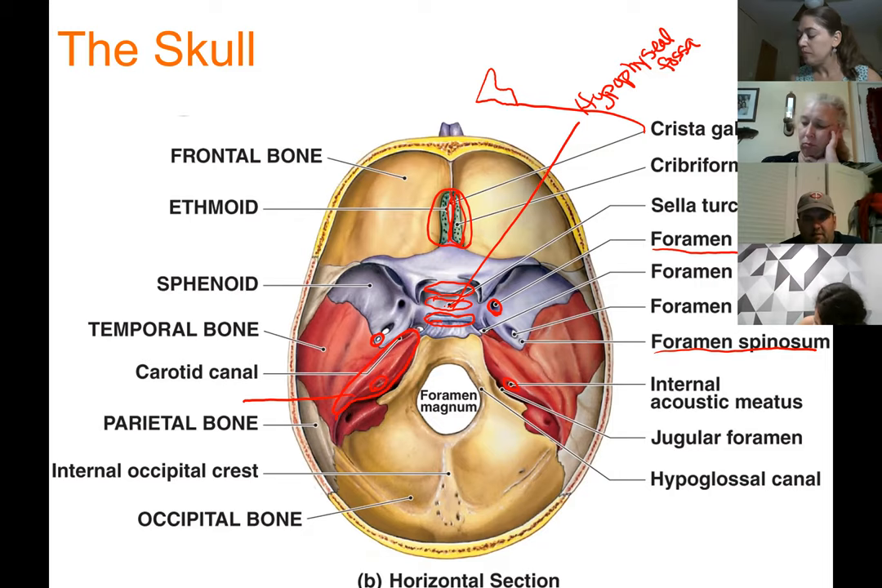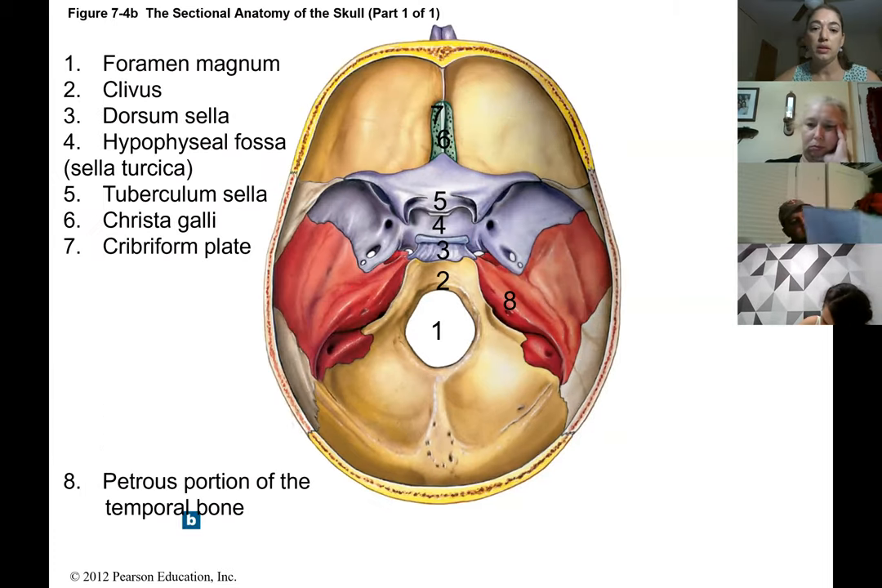Okay, let's see. What do we have next? All right, just a simpler picture looking at a few structures.